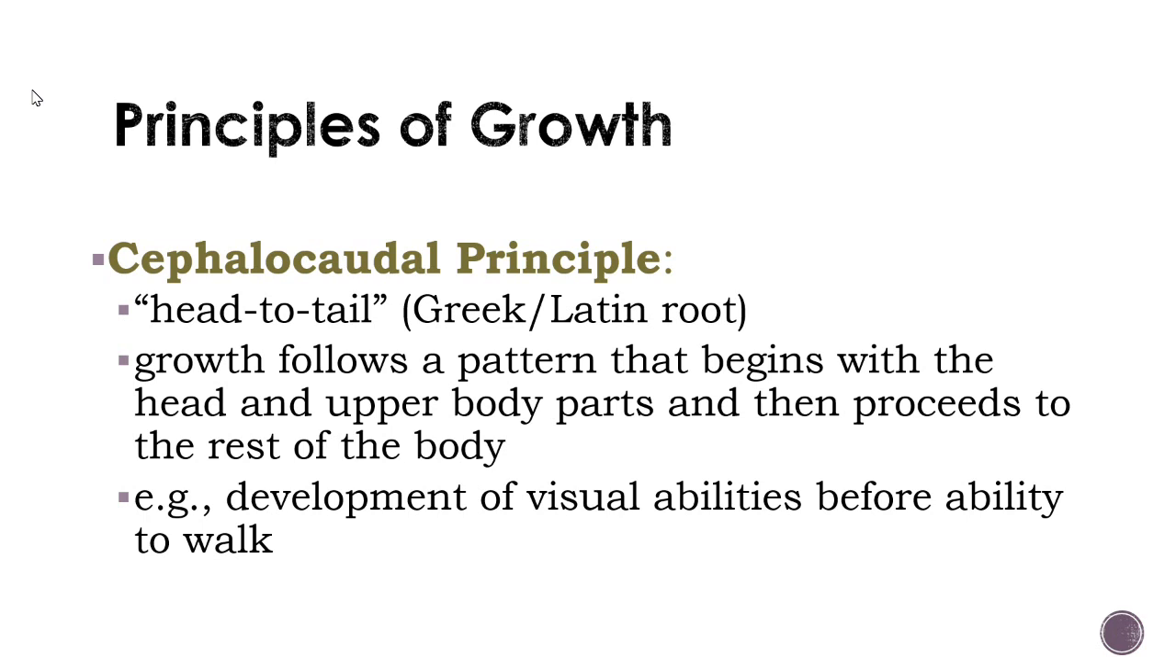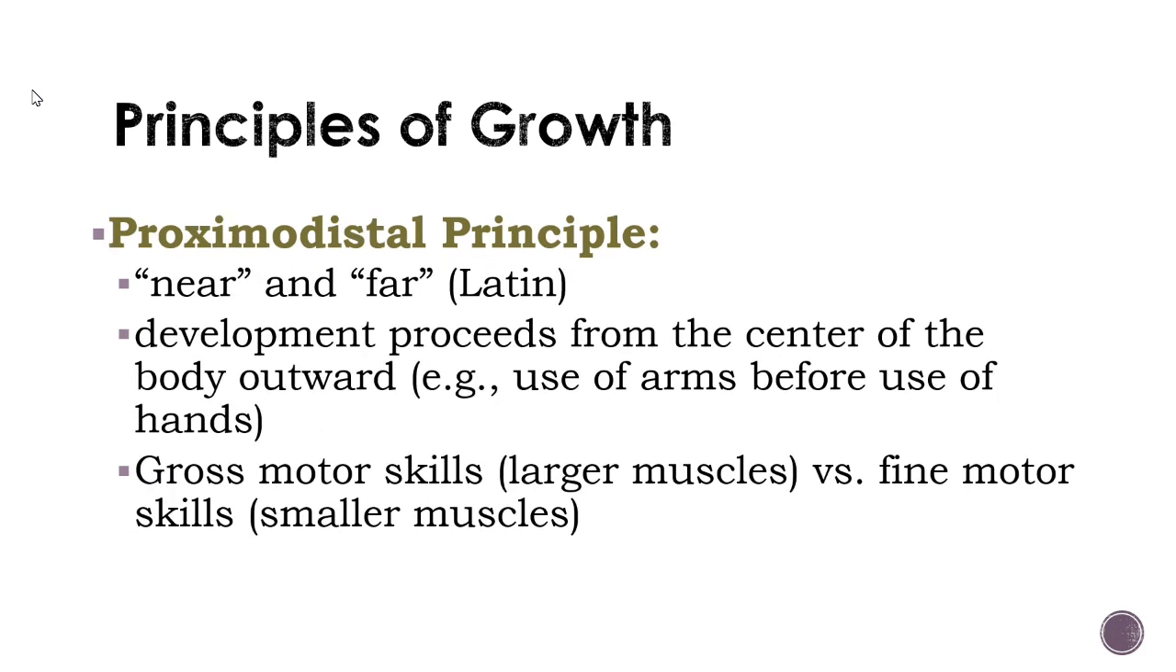This one comes from Greek and Latin roots, cepha meaning head, caudal meaning tail. So this one literally means from head to tail. In this type of growth, the growth follows a pattern where the head and the upper body parts tend to develop first. Then the lower body parts develop afterwards. For example, the visual abilities, the eyes, develop before coordination of arms and legs. So this is an example of the cephalocaudal principle.